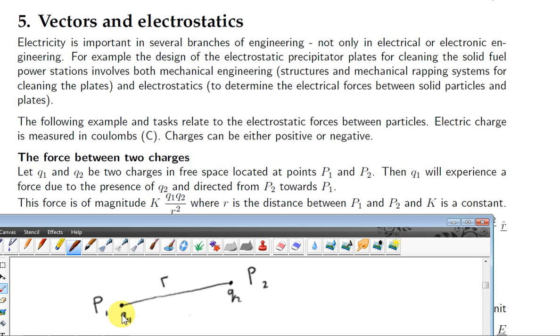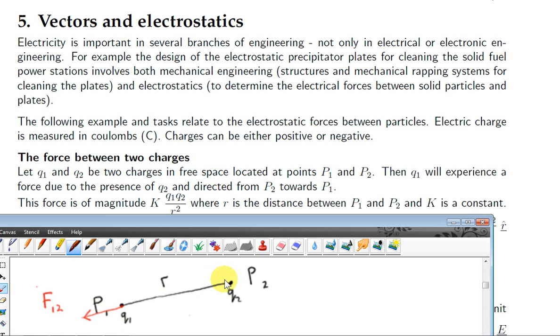At points P1 and P2 we have charges Q1 and Q2. The distance between the charges is r. If the charges have the same sign, that is if both charges are positive or if both charges are negative, then the force on Q1 due to Q2 will be in a direction away from Q2. It will be in a direction along the line joining the two charges, but away from Q2.